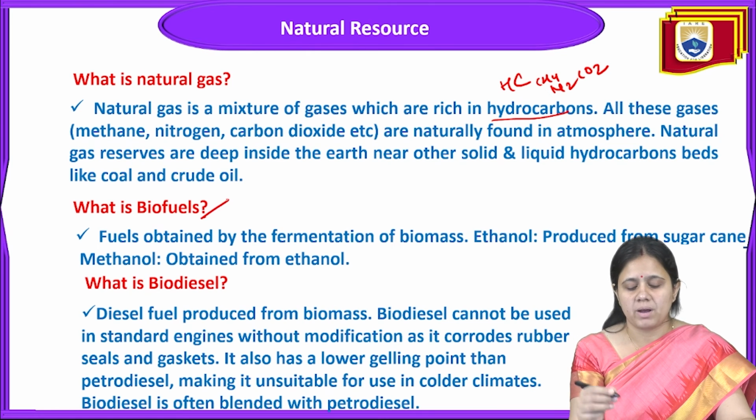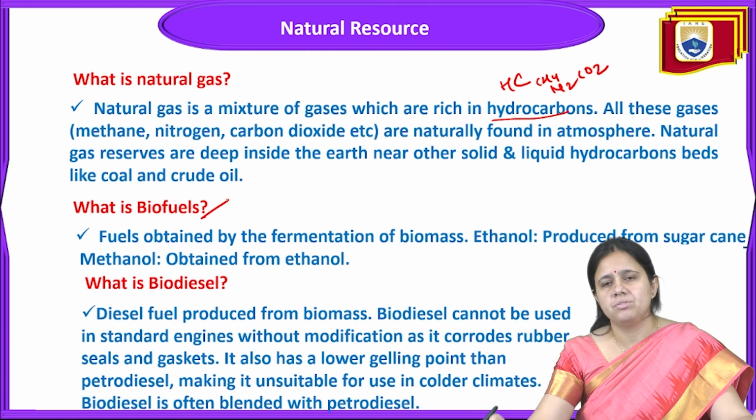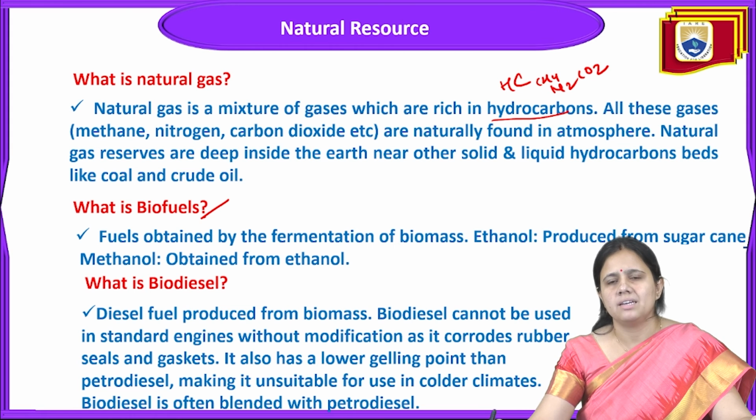Next is: what are biofuels? These are fuels obtained by the fermentation of biomass, for example ethanol and methanol. Ethanol is produced from sugarcane by the process of fermentation. Next is methanol, which is again obtained from the fermentation of biomass. These fuels are obtained by the fermentation of biomass.